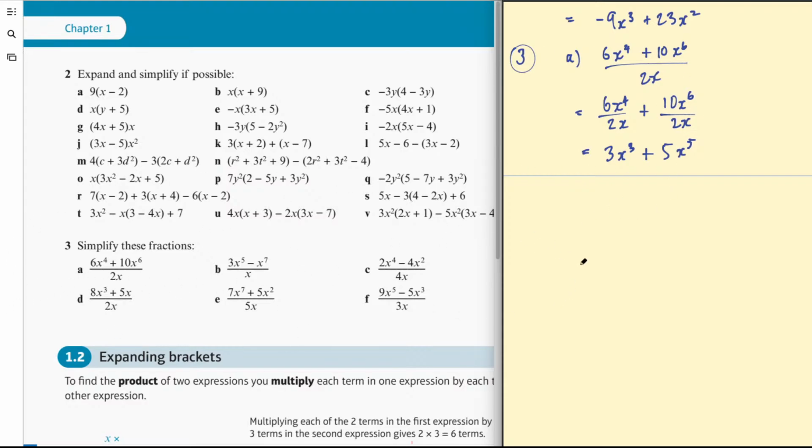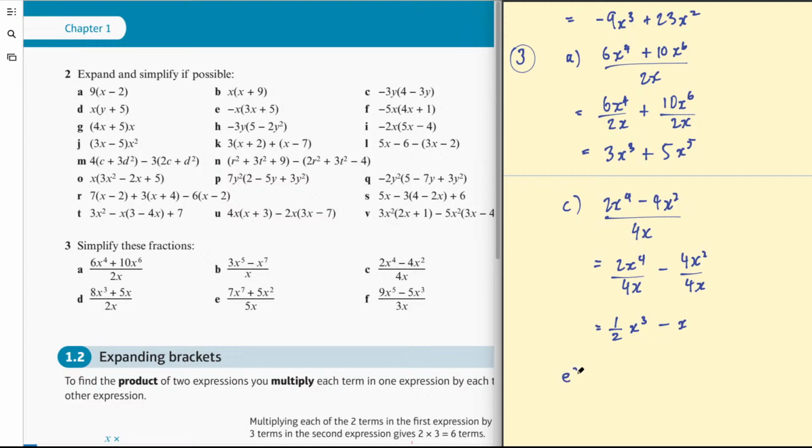Okay, so next one, C. 2x to the power 4, take 4x squared, over 4x. Split them up. 2x to the power 4 over 4x, take 4x squared over 4x. The 2 we cancel with the 4, we'd still have 2 in the numerator, so we'd have a half x to the power 3, take x. The 4's cancel and x squared cancels with x, so we just got 1x left.